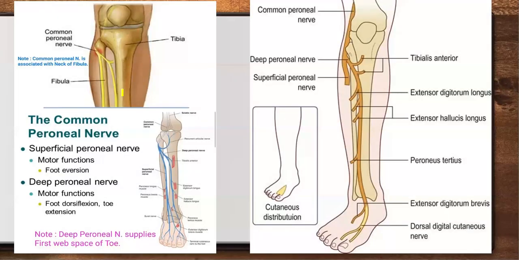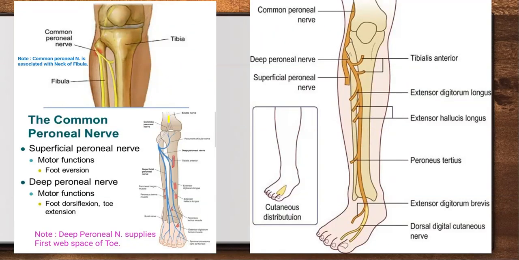So mainly the sciatic nerve comes from your lumbosacral plexus, which is your L4, L5, S1, S2, S3. So from the lumbosacral plexus, the sciatic nerve comes out, and the sciatic nerve later on becomes the common peroneal nerve. The common peroneal nerve at the head of the fibula, you can see here, turns to the forward part, that means at the anterior part of your knee, and it divides into two branches. One is the superficial peroneal nerve, another is the deep peroneal nerve.